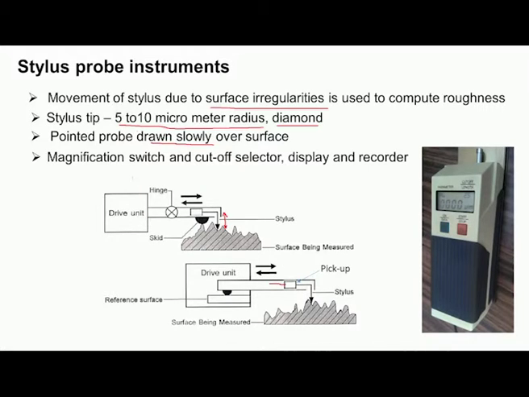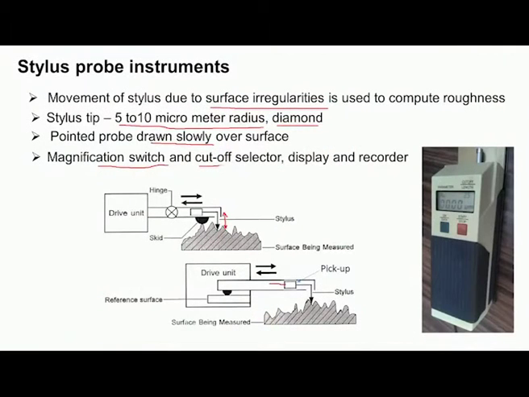In the commercially available instruments, there are magnification switches depending upon the surface, whether it is a rough turned surface, shaped surface, milled surface, ground surface or lapped surface. So, depending upon the machining process used, the magnification can be selected. For a lapped surface, very high magnification is used, whereas for a rough turned surface, very low magnification is enough.